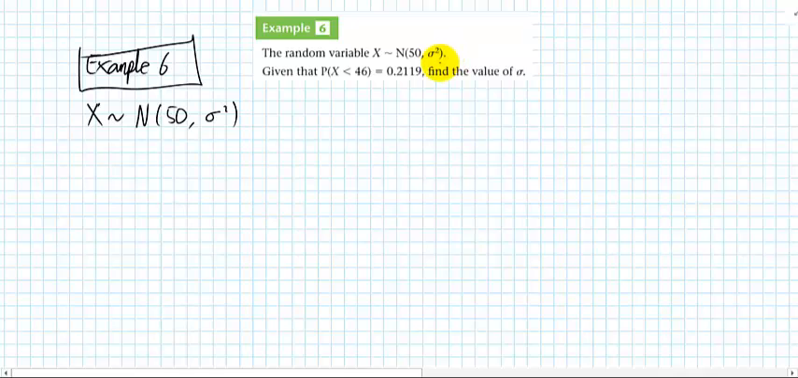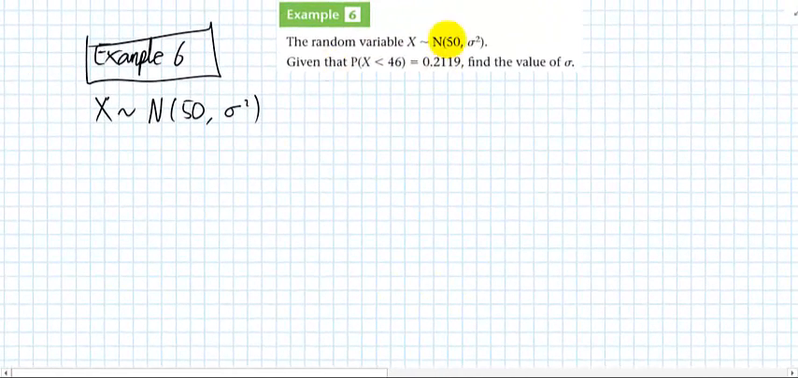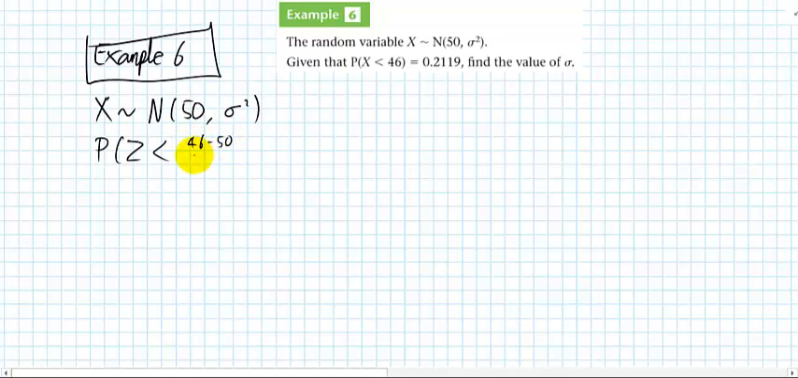Okay, next example: you're given that x is normally distributed with a mean of 50, and you need to work out the standard deviation. Of course, you will also be given a probability fact. In this case, the probability of x being less than 46 is equal to 0.2119. Again, first thing is always to standardize. 46 minus 50 over sigma is equal to 0.2119.